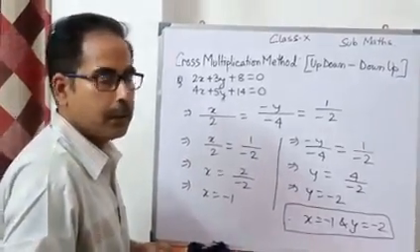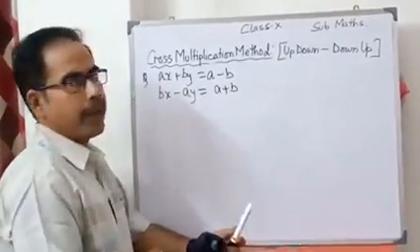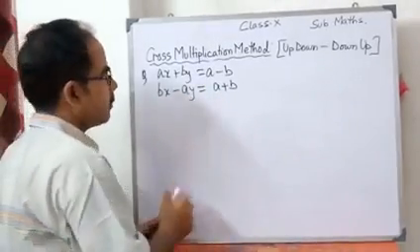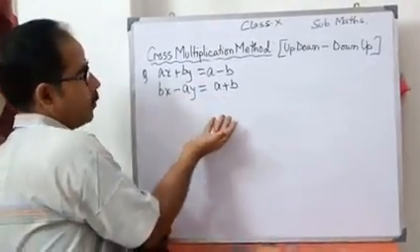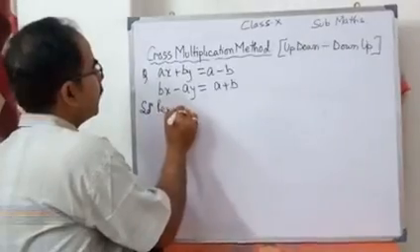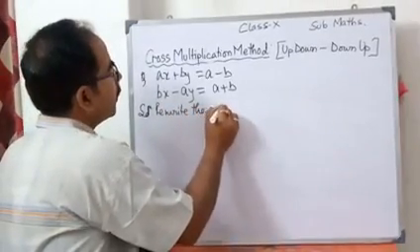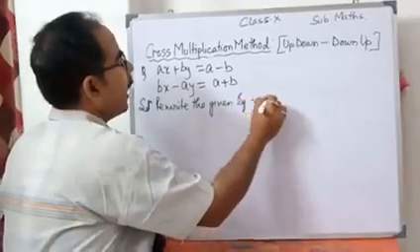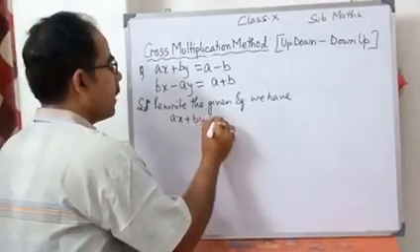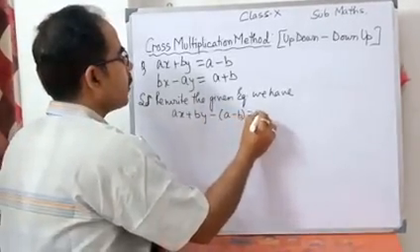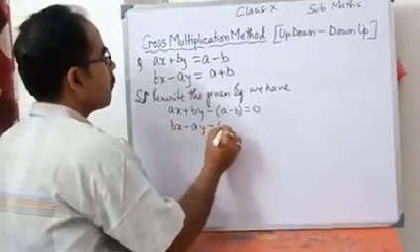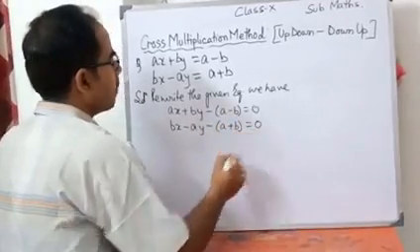Okay students? Another question I have taken: ax plus by equal to a minus b and bx minus ay equal to a plus b. So look here. As I told, we have to take everything to one side. So rewrite the given equations. We have ax plus by minus of (a minus b) equal to 0, correct? And this one will be bx minus ay minus of (a plus b) equal to 0, correct?